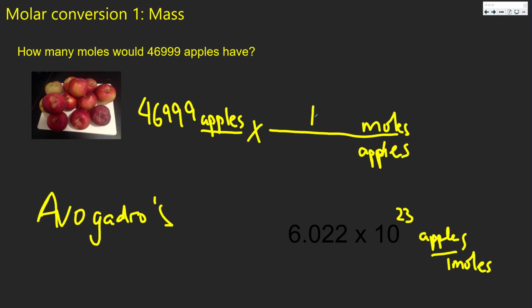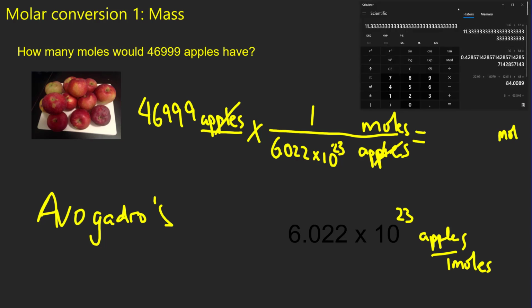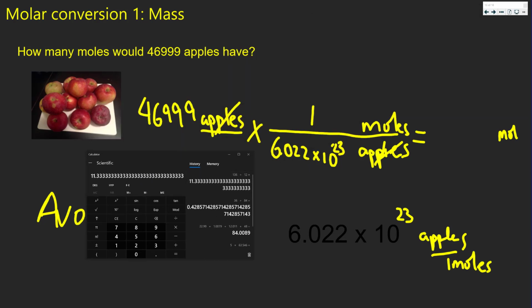So mole has the 1, and apples has 6.022 times 10 to the 23. So you notice that my apples here will cancel with the apples, and you're left with the moles. I'm going to put moles here. Let me bring out the calculator so you can see how you should be punching this in.